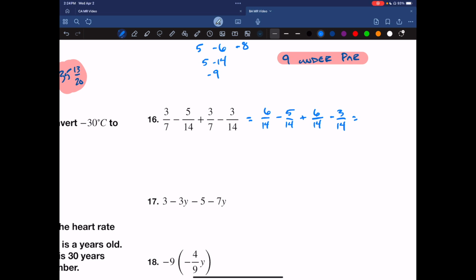All right, if that's too much for you, you can do this in parts. So if I do the first two, that's going to be 1 over 14, and then this is going to be 3 over 14, and I'm adding, this is going to be 4 over 14, and that I can reduce. This is going to be 2 over 7. So whatever way you want to do it, you could do it all at once, 6 minus 5 plus 6 minus 3, or you can chunk it like I just did.